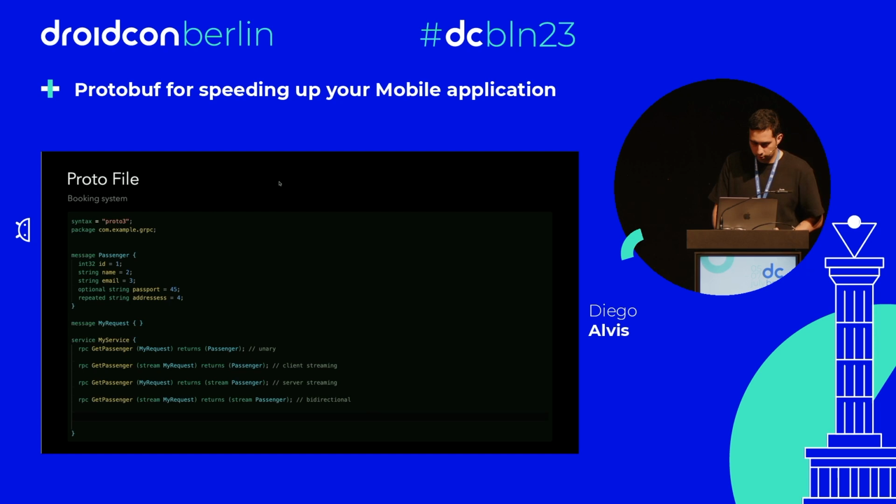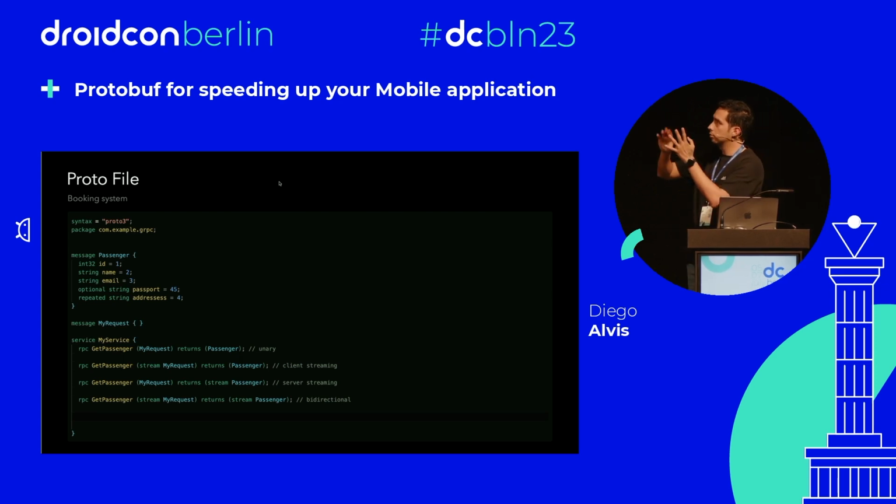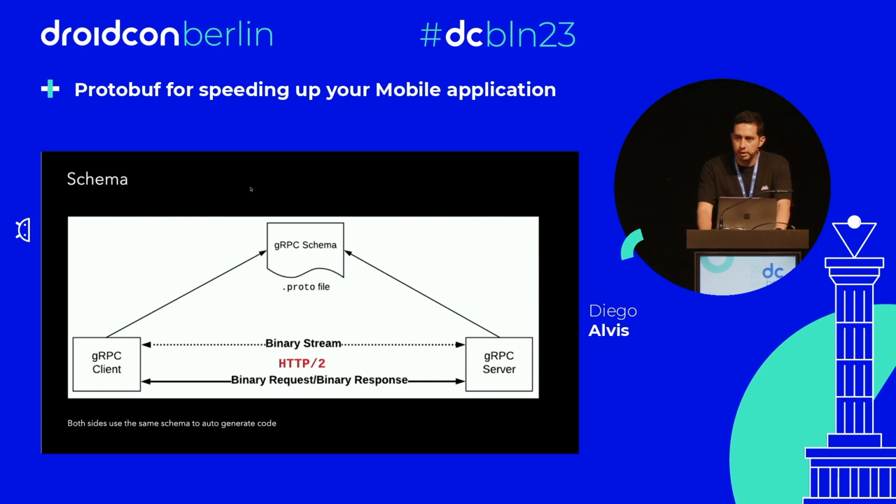All right. So once we have defined our schema, as you see, we have the entities, in this case only two, passenger and my request, and we have a couple of methods that we're going to use for the communication, right? So once we have the schema, gRPC will use this schema to auto-generate code for you. Right? And this is very key, very important, and one of the biggest benefits of using gRPC.